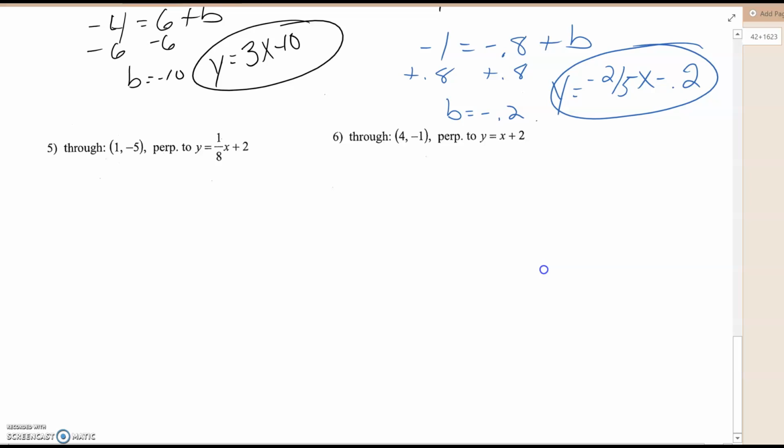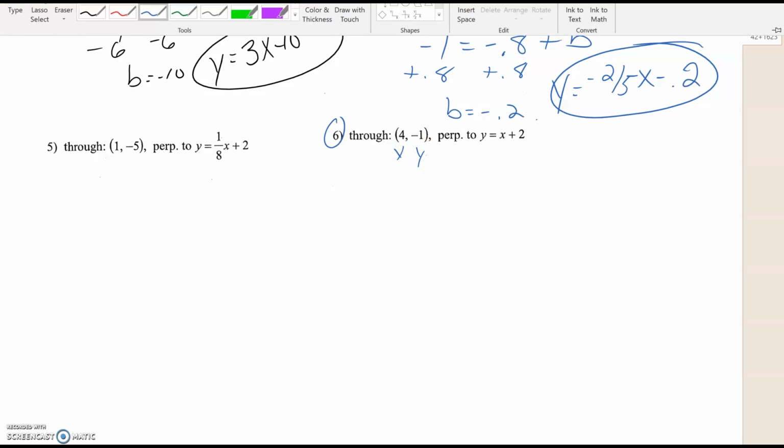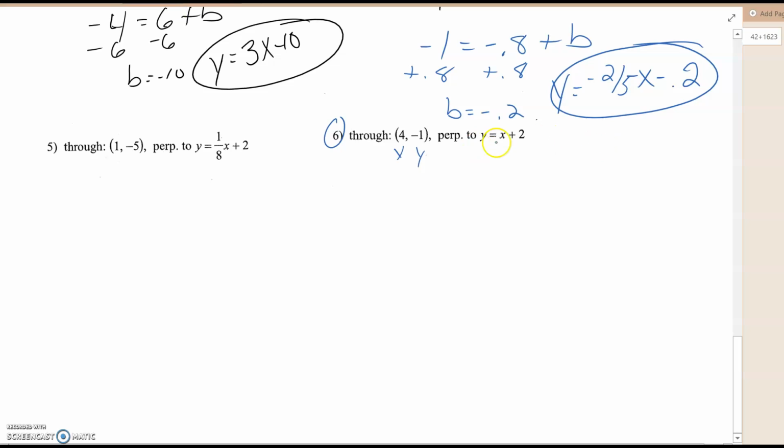And now our last ones. Okay, I'm actually going to show you number 6. X and y here. Perpendicular. What kind of slopes do perpendicular lines have? Another symbol you would see is something like this, that upside down T. That means perpendicular. What kind of slopes do perpendicular lines have? Okay, they are the opposite reciprocals. So you flip them, flip, and change sign.